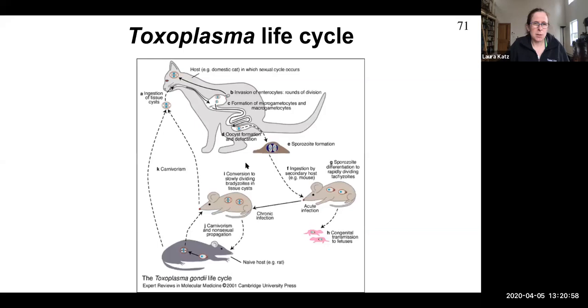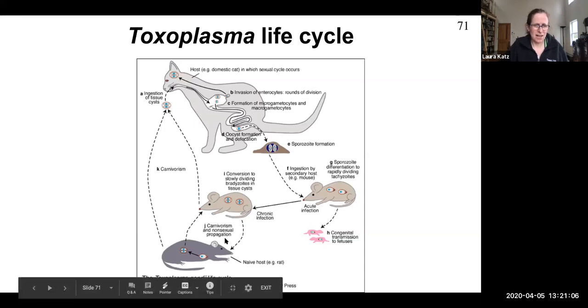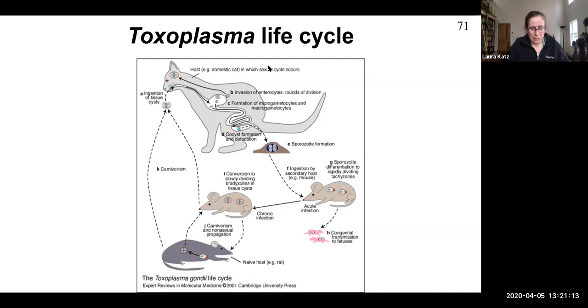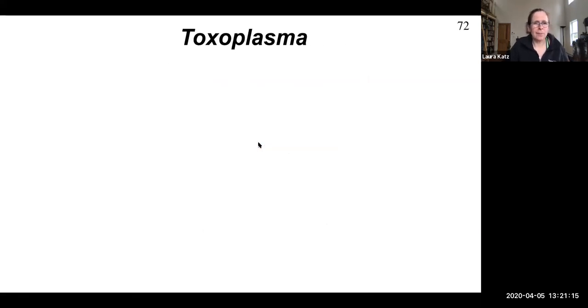So Toxoplasma, its final host is a cat. Here, this is where the toxo goes through its sexual cycles, but it can also pass through mice and it can pass through humans, but ultimately that needs a cat to do the sexual cycle. So we call it the final host.